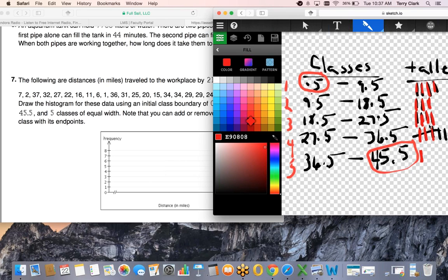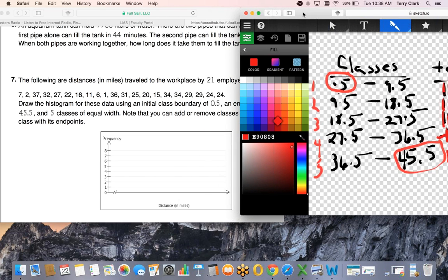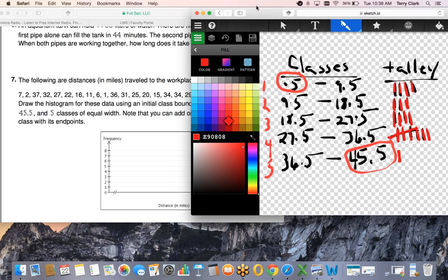Then I got two 34s. Okay, there's one 34. There's the other 34. And then I got two 29s. Okay, so there's one 29. And then there's another 29. Okay, and then I got two 24s. One 24, another 24. Okay, so I'm going to add them up again, just to make sure that I got 21.